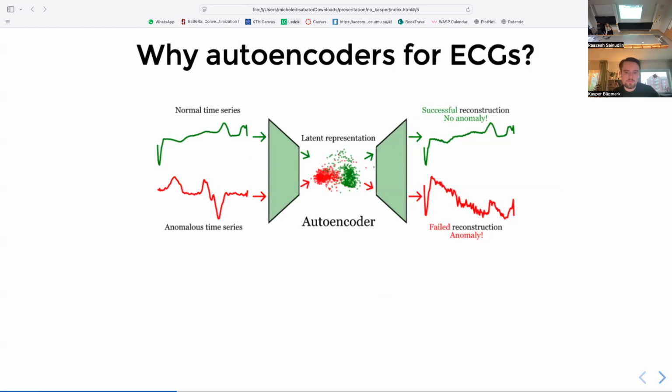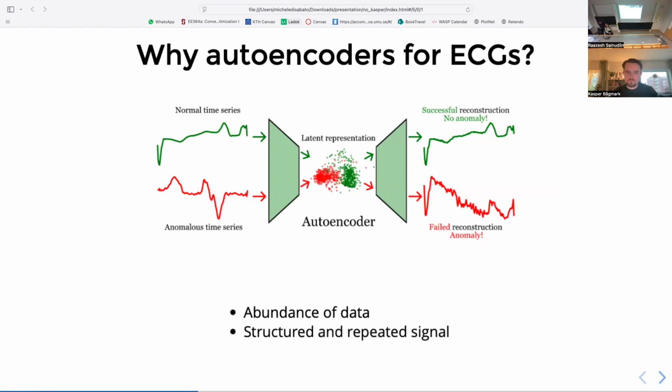So why did we decide to use this approach with autoencoders for this type of data? First of all, this kind of data is routinely collected at hospitals, which means that, at least in theory, there would be an abundance of data which we can use to train our machine learning models on. Moreover, this kind of data is very structured and repeated.